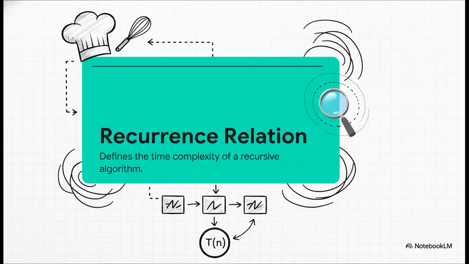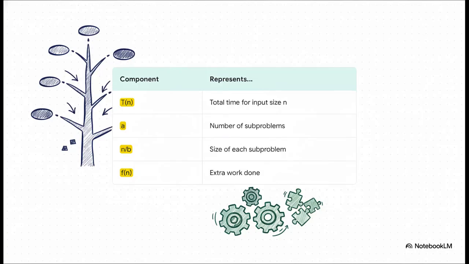The best way to think about it, it's like a recipe. It's a mathematical recipe that tells you exactly how the total time to solve a problem of size n, which we call T of n, is related to the time it takes to solve those smaller pieces. Now, this recipe has just three key ingredients. A is the number of subproblems, so how many times does the function call itself? N over b is the size of each of those new, smaller problems. And finally, you've got f of n. That's all the other work you have to do. The chopping, the stirring, the combining, all the stuff that happens outside of those recursive calls.